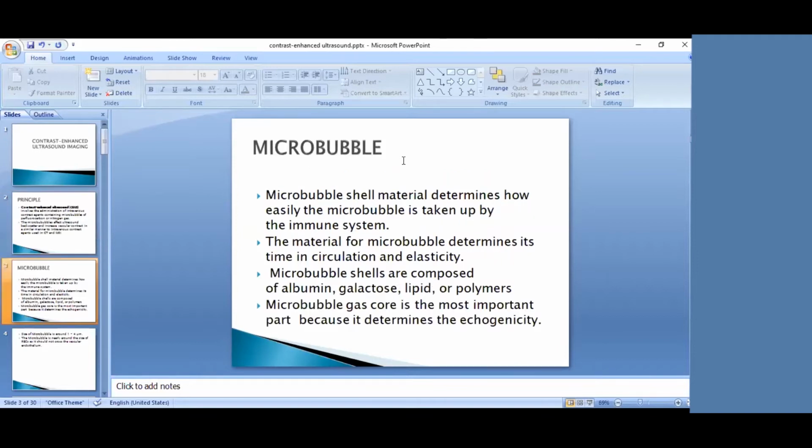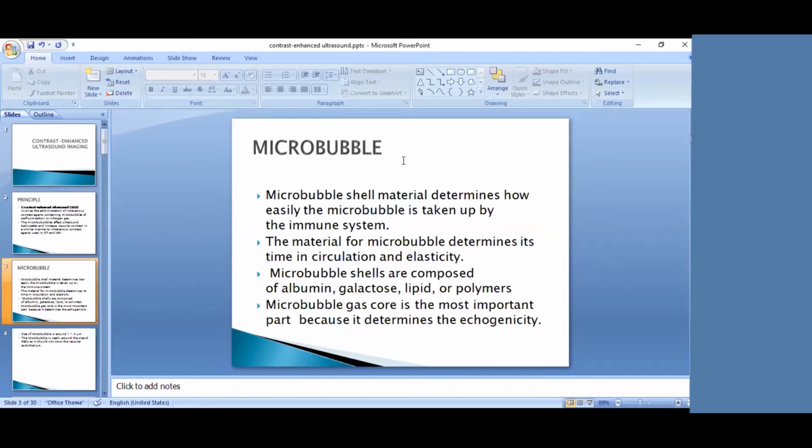Now we are describing the microbubbles, this contrast agent which we are giving. The microbubble shell material determines how easily the microbubble is taken up by the immune system. Now we have a shell material, meaning the cover, and the core. The core means the center material. Okay, so this shell material will determine how easily the microbubble is taken up by the immune system.